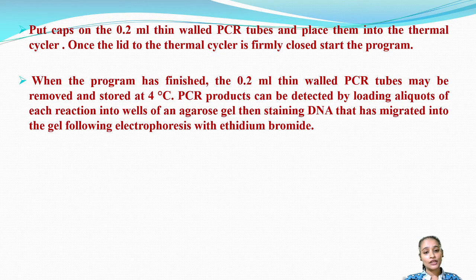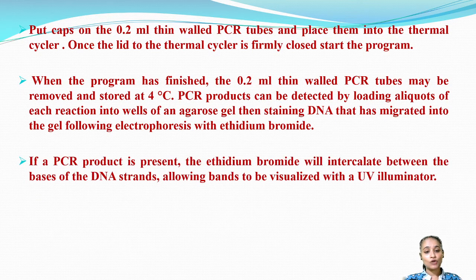So after carrying out your PCR, which will run for almost 2 to 2.5 hours, you need to stop the program. You need to take out your 0.2 ml PCR tubes, which contain your template DNA and your final PCR products. Before running the agarose gel electrophoresis, you can keep your PCR tubes at 4 degrees centigrade, and you can go for preparing your agarose gel electrophoresis by adding the ethidium bromide after preparing the agarose gel solution.